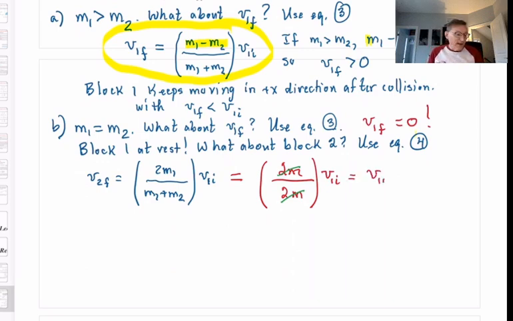So V2 final equals V1 initial. So block 2 moves off with the same velocity that block 1 had before. In fact, we say that the particles, the blocks, have exchanged velocities.